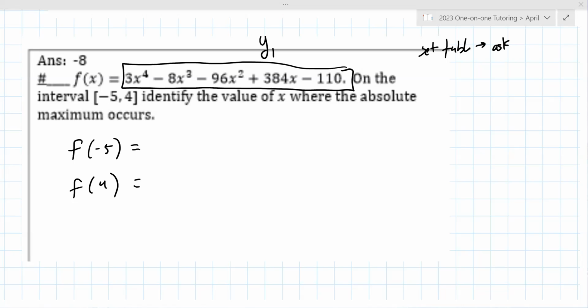Do you have some numbers for me? I'm solving for f of 4 now. Okay.